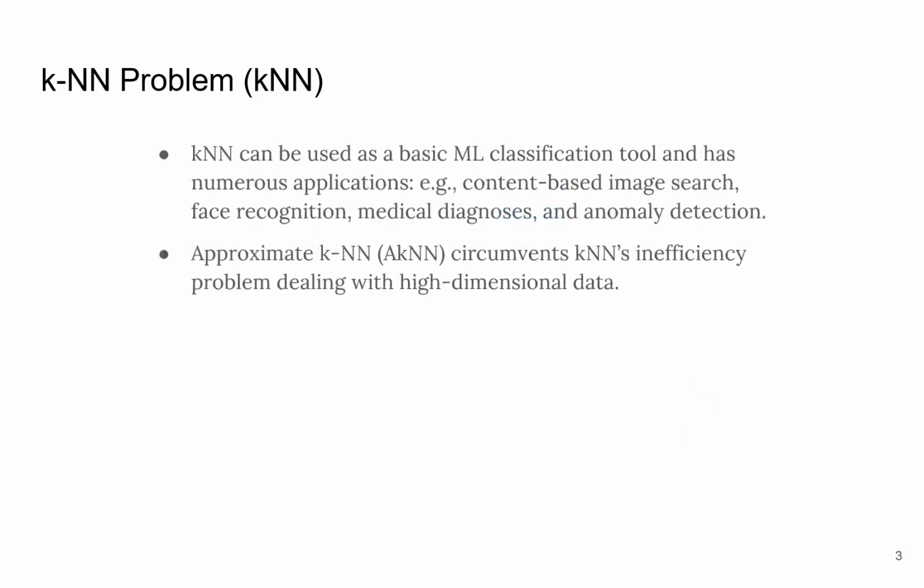As we all know, KNN can be used as a basic machine learning classification tool and has numerous applications, including content-based image search, face recognition, medical diagnosis, and anomaly detection. However, the issue is that in our daily life, high-dimensional data such as pictures and videos are getting more prevalent, and finding the exact KNNs suffers an inefficiency problem. To deal with this, we resort to the approximated version, namely AKNN, which is appropriate for many applications that allow sacrificing some precision for efficiency.